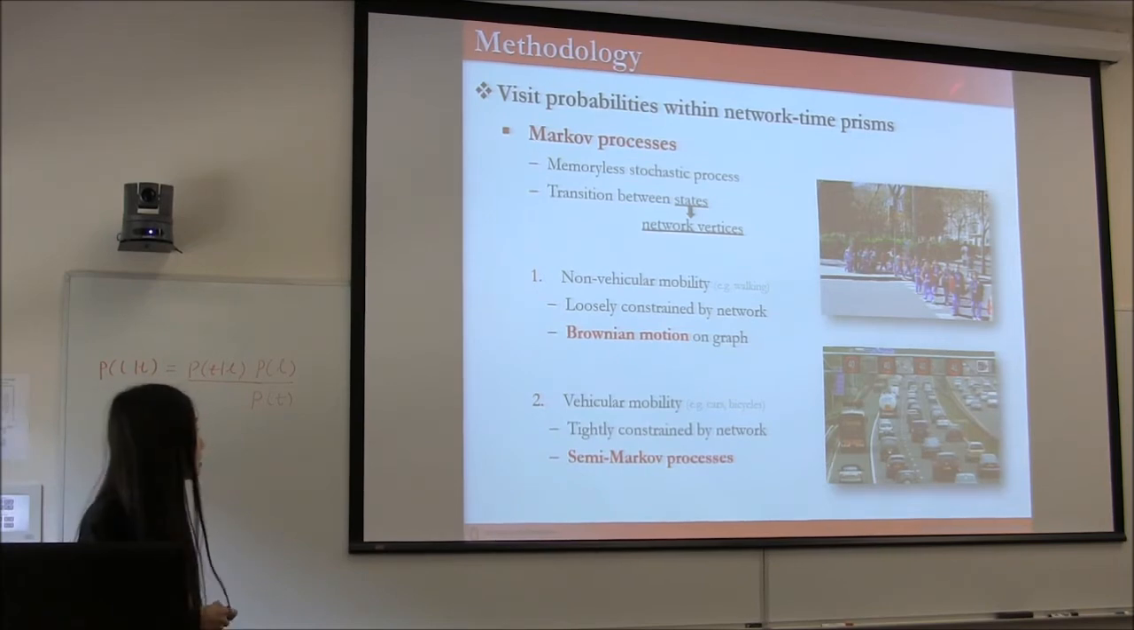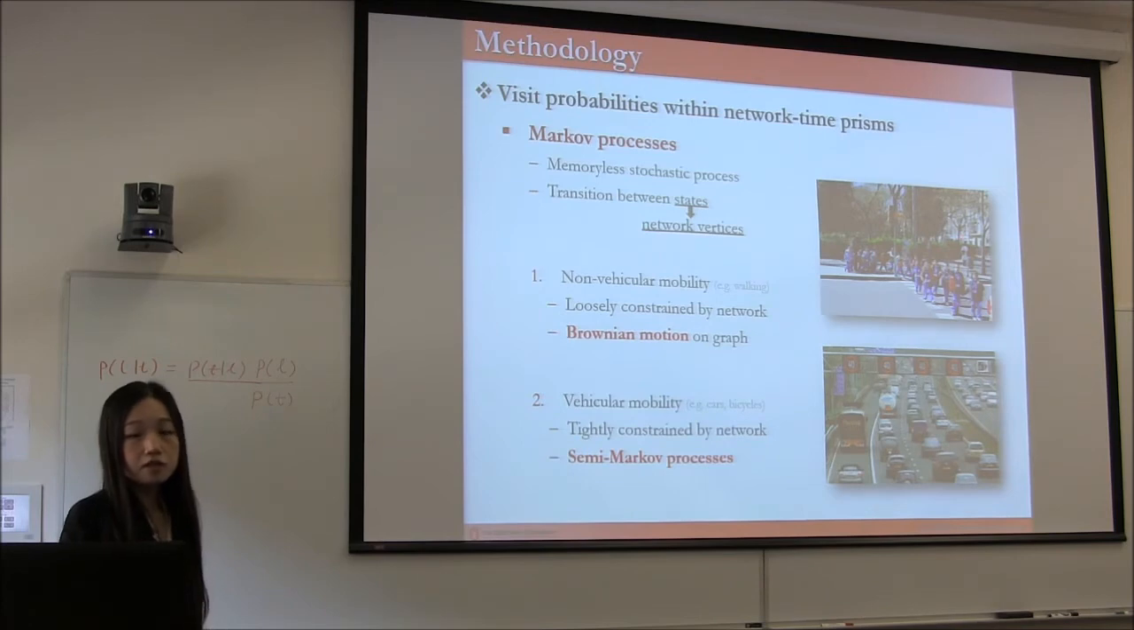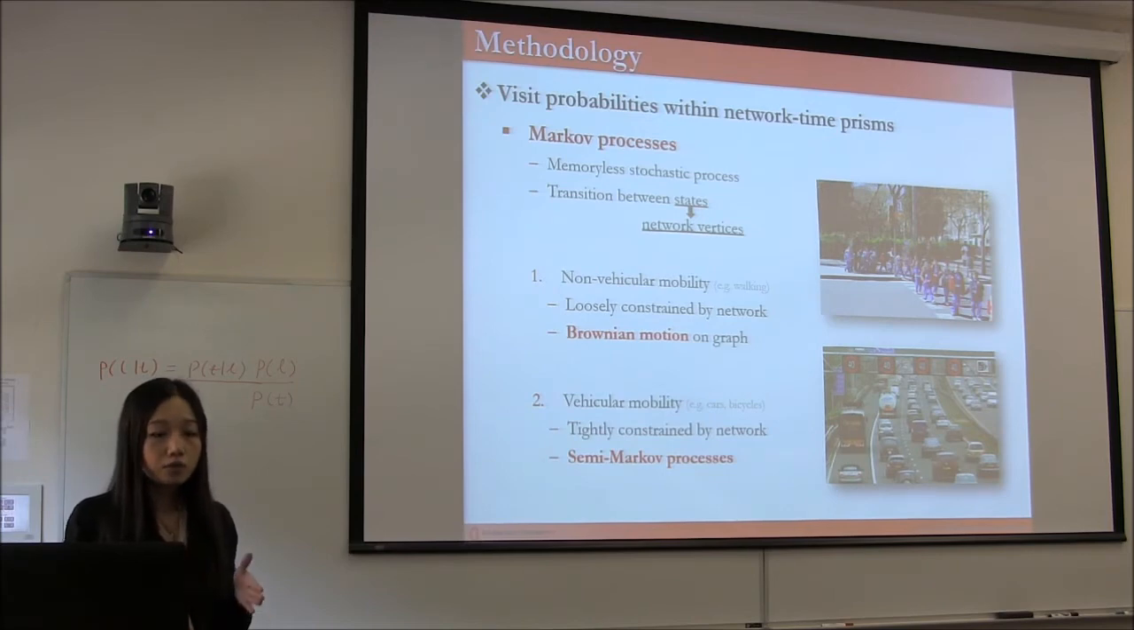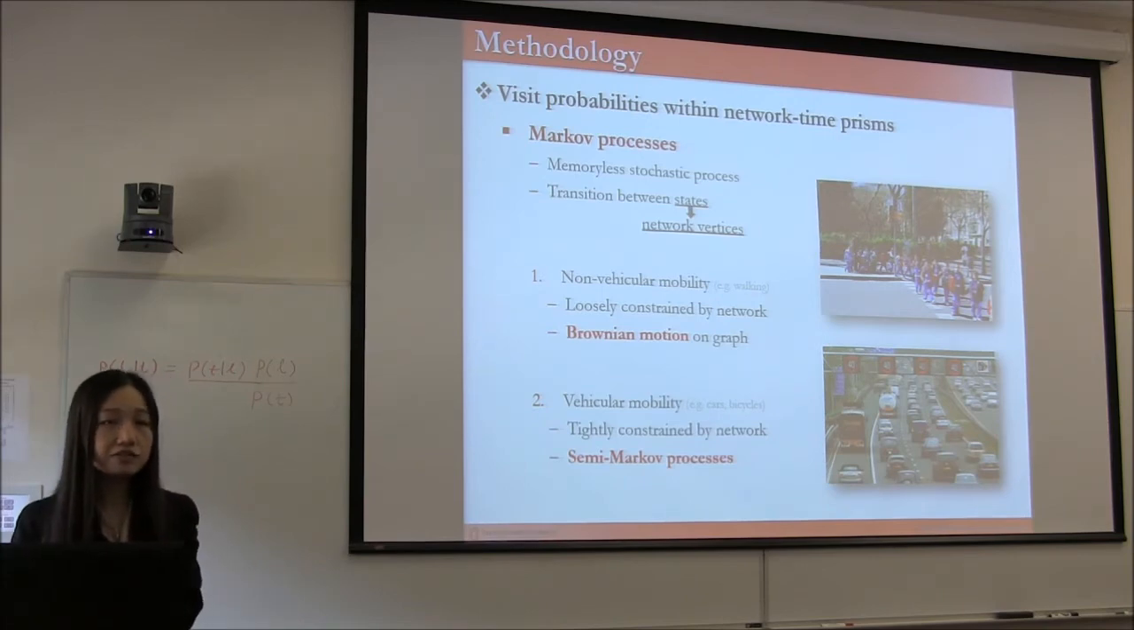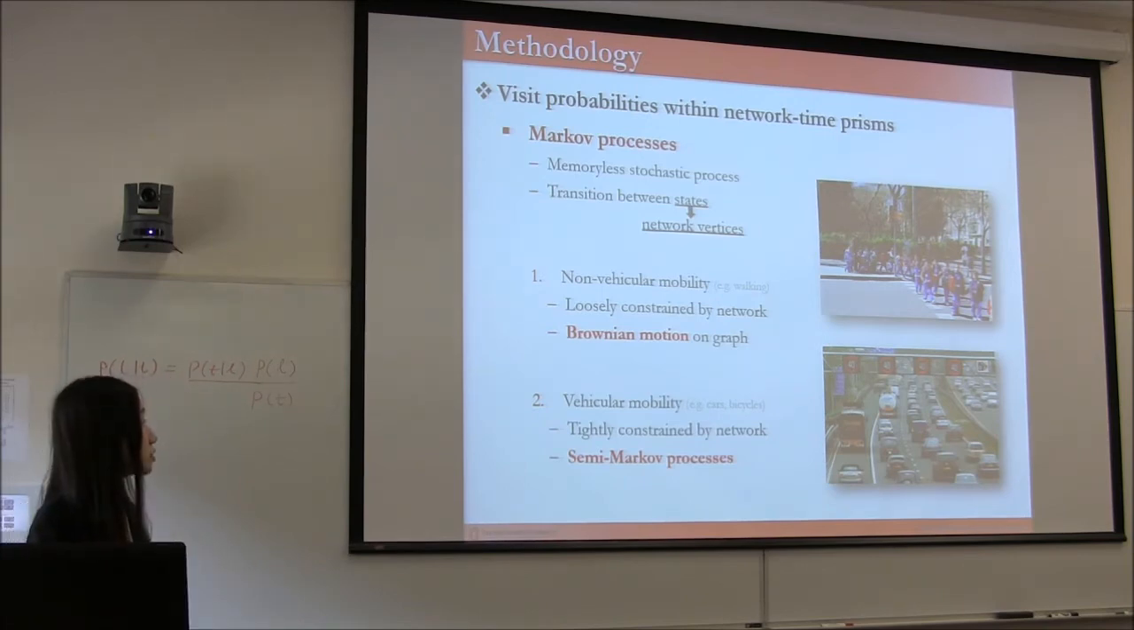The key concept here is the transition rate between states. In our case, the state is the network vertices. So how I'm going to transition from one road intersection to another intersection is basically what we are trying to model.